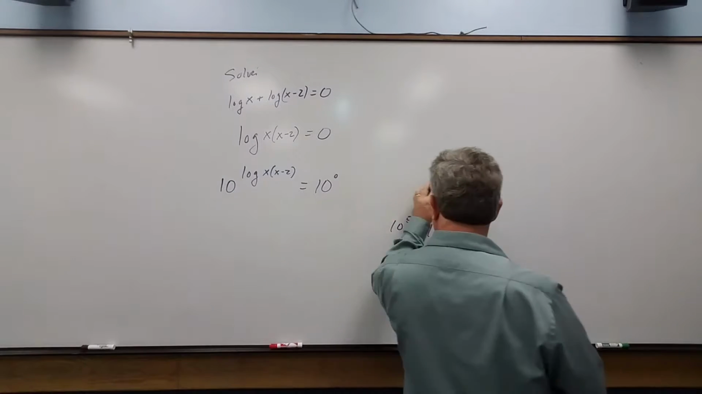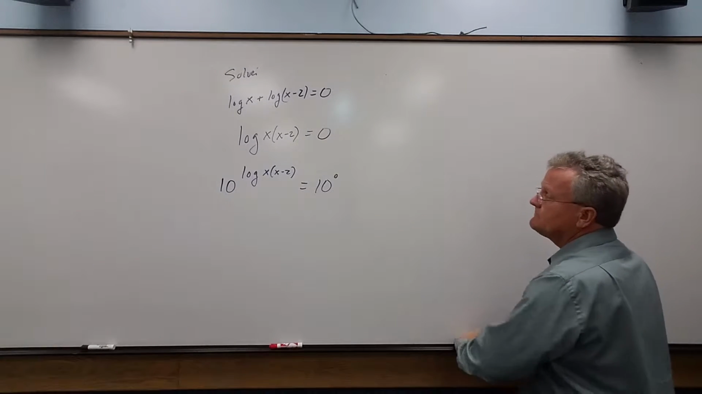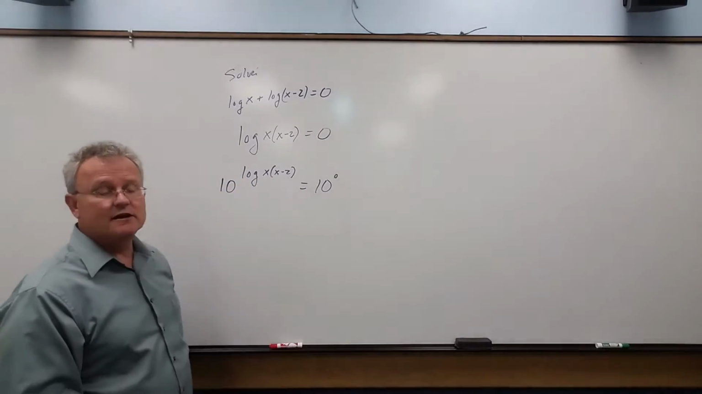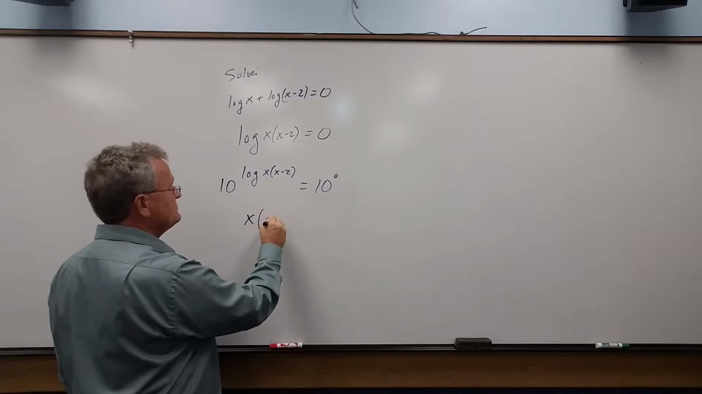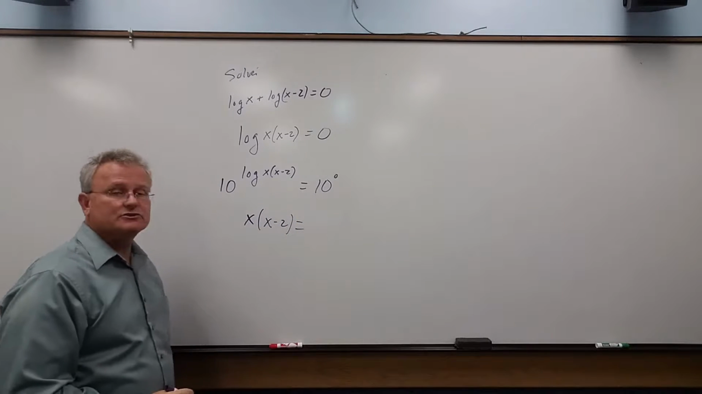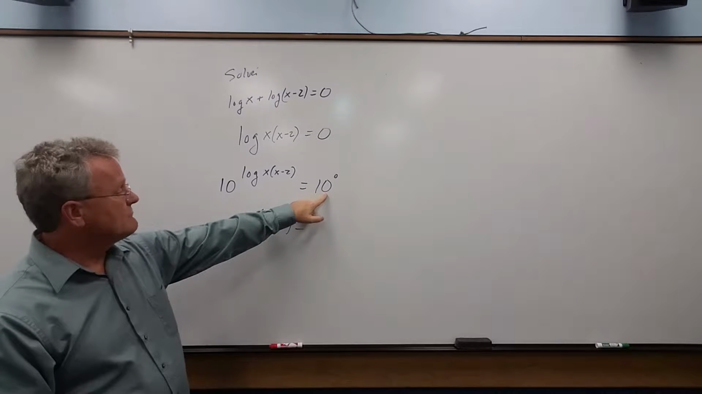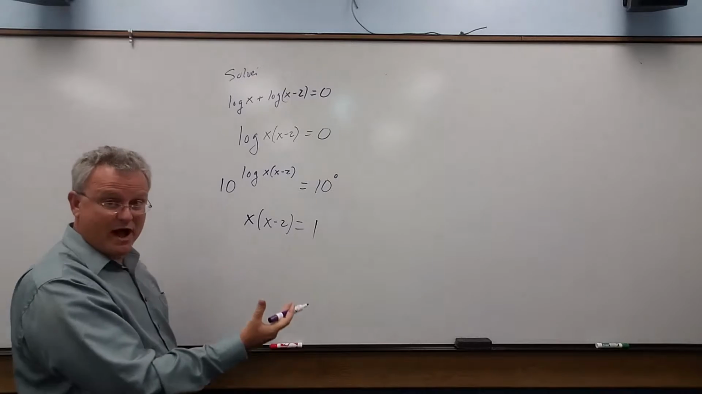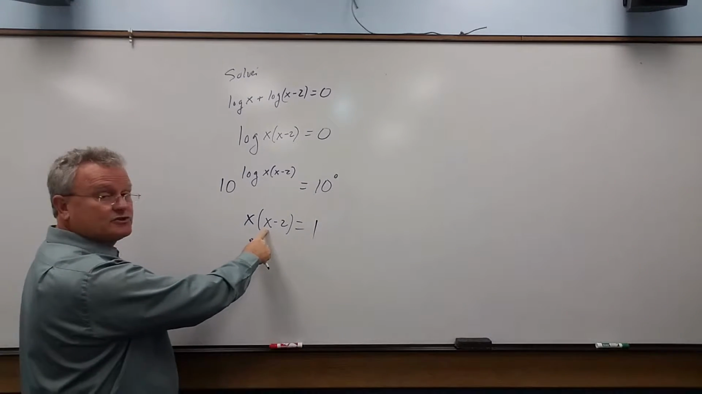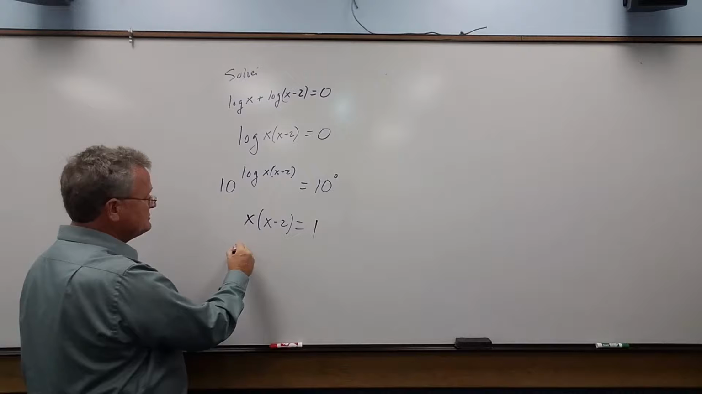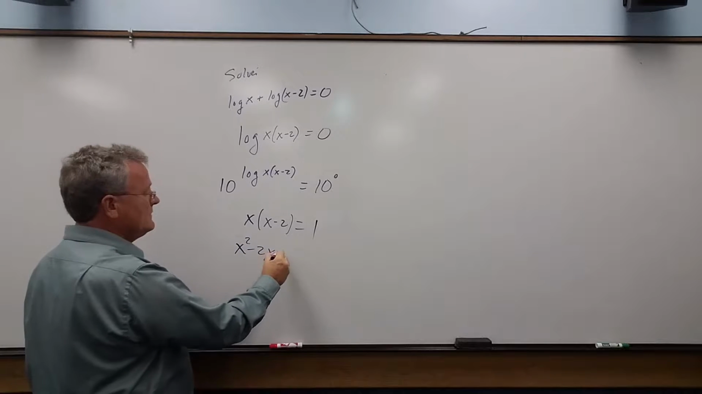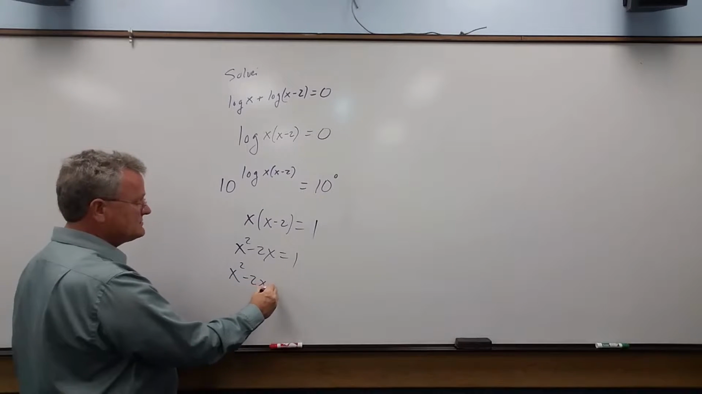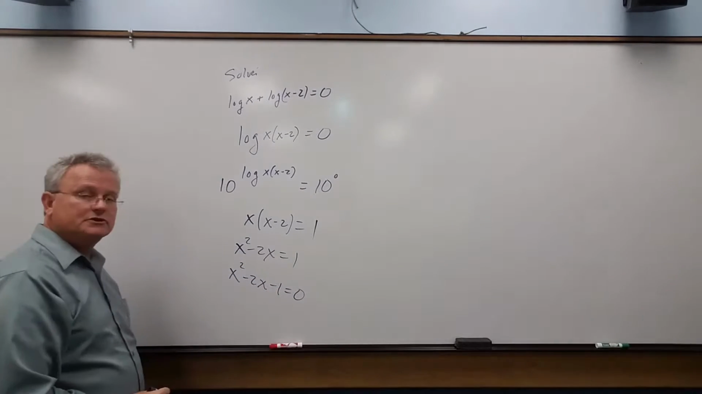So again, I like to explain that when I solve these. Now back to more properties. 10 raised to the log base 10 of x times x minus 2 is x times x minus 2, and 10 raised to the 0 is 1. So now this is a quadratic equation because of the x squared. So we get x squared minus 2x equals 1. We subtract 1, we get x squared minus 2x minus 1 is equal to 0.